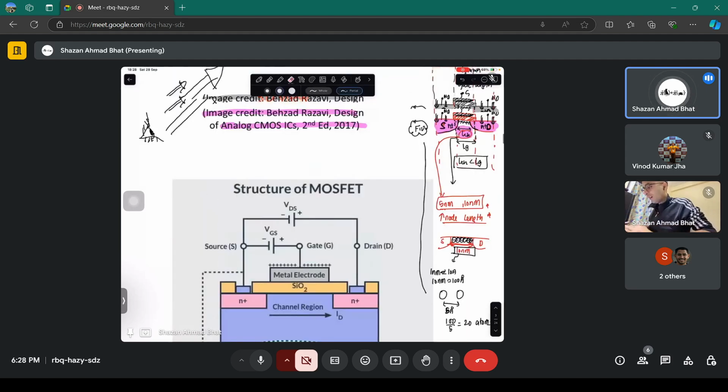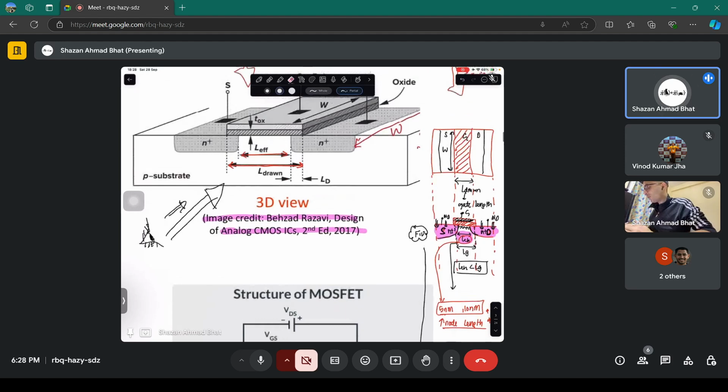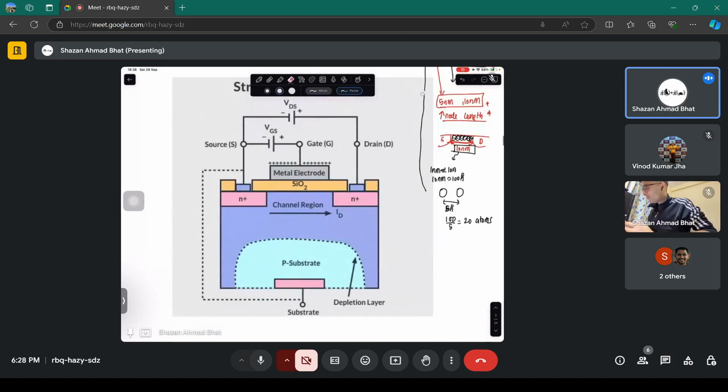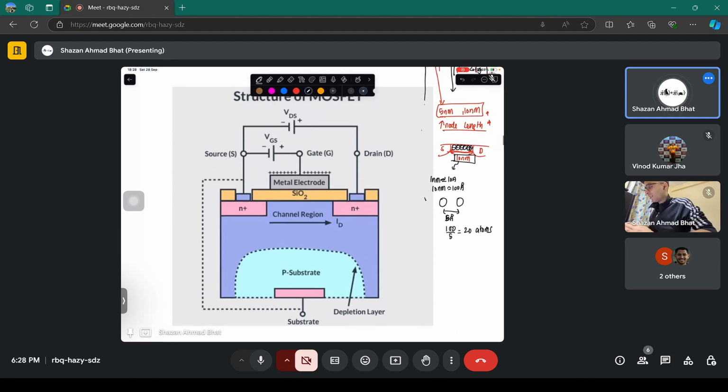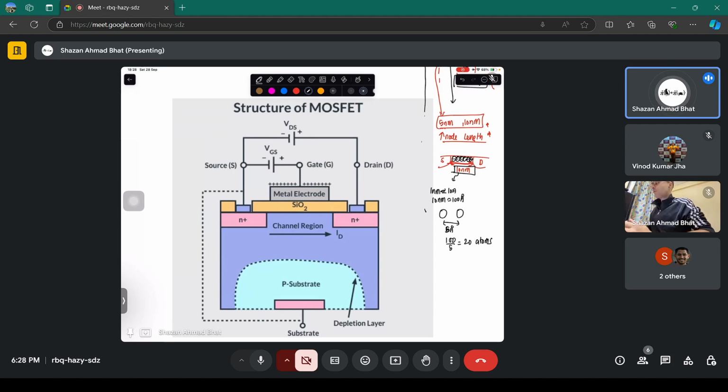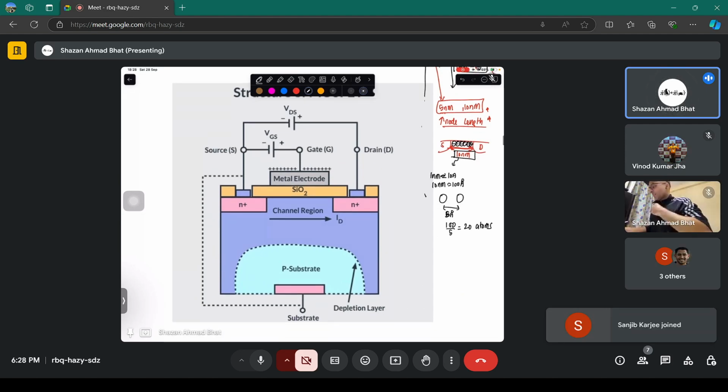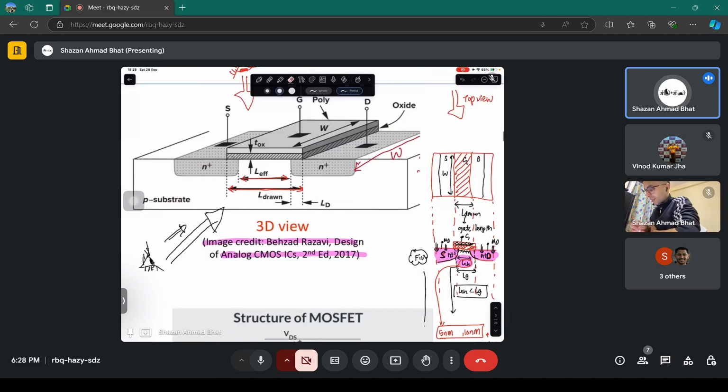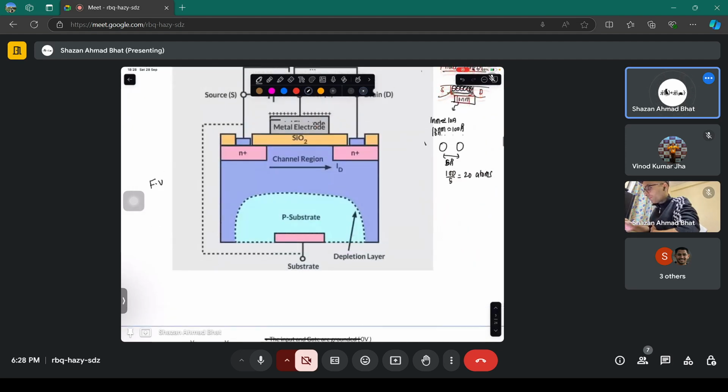So now we have talked about the front view and the top view of the device. Let's do one more thing: this is the overall schematic of the MOSFET, which we will be discussing in this particular session now. This is the overall layout showing the exact front view. That means you're looking at this device from this particular angle.